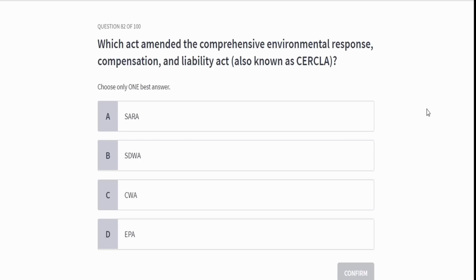Question 82. We're almost there. All right, which act amended the Comprehensive Environmental Response, Compensation, and Liability Act, also known as CERCLA? There's four options. A, the SARA, B, the SDWA, C, the CWA, or D, the EPA. So come up with the answer for this one, and here's some time for you.